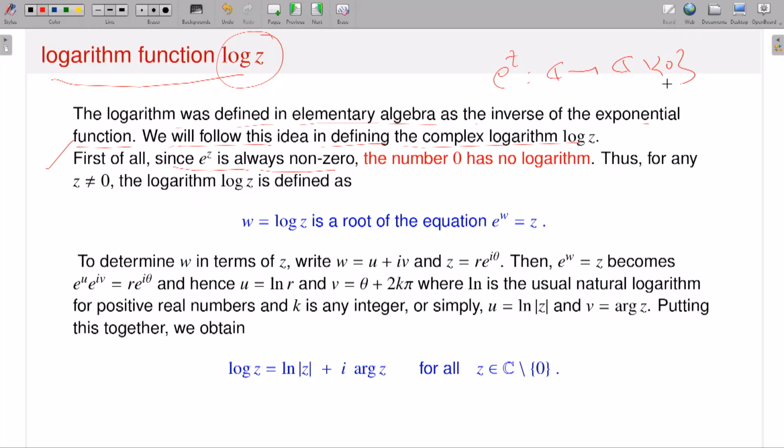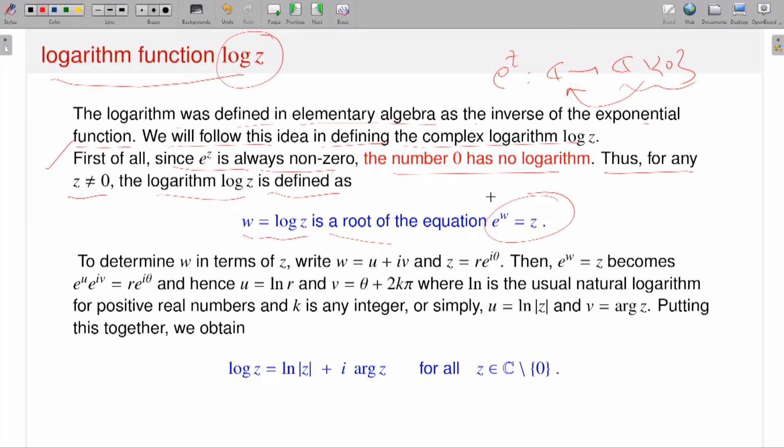So if I want to talk about the logarithm, it should be a map from here to here. That means I cannot have the logarithm for the point 0. That's what I am trying to say. Since e to the z is always non-zero, the number 0 has no logarithm. So for any non-zero z, the logarithm log of z is defined. Small log of z is a root of the equation. So let me try to find what the w's are that satisfy e to the power w equal to z, and that w I will say is the log of z.